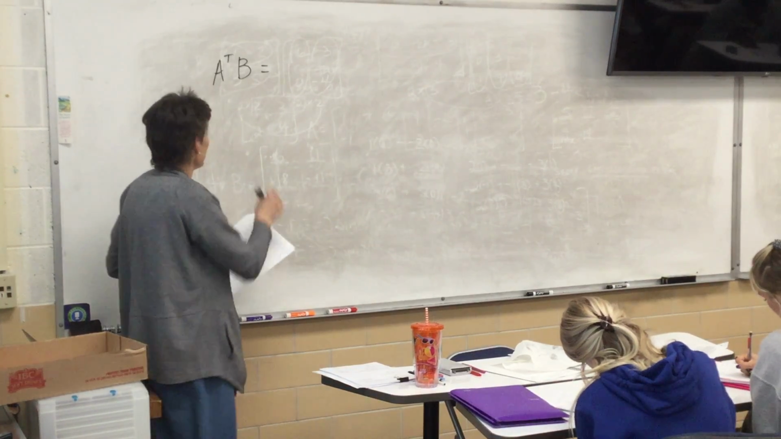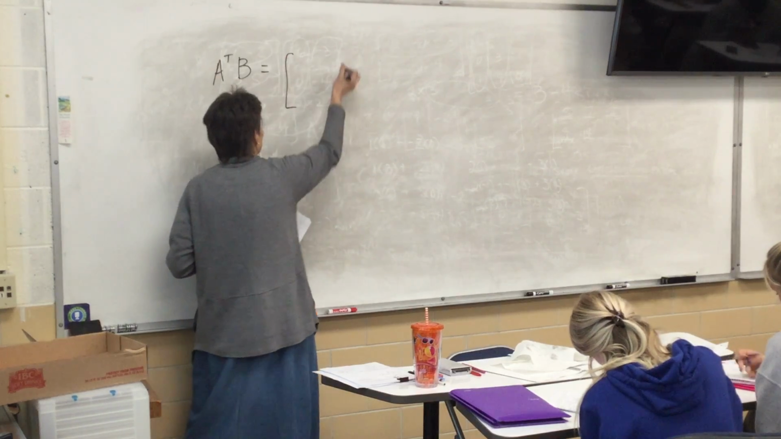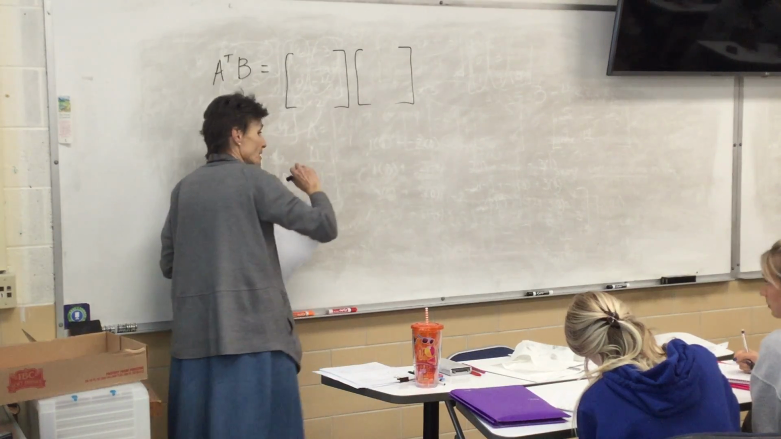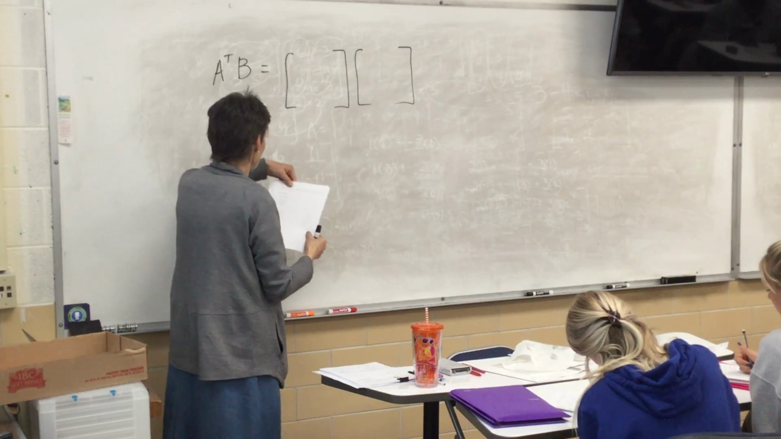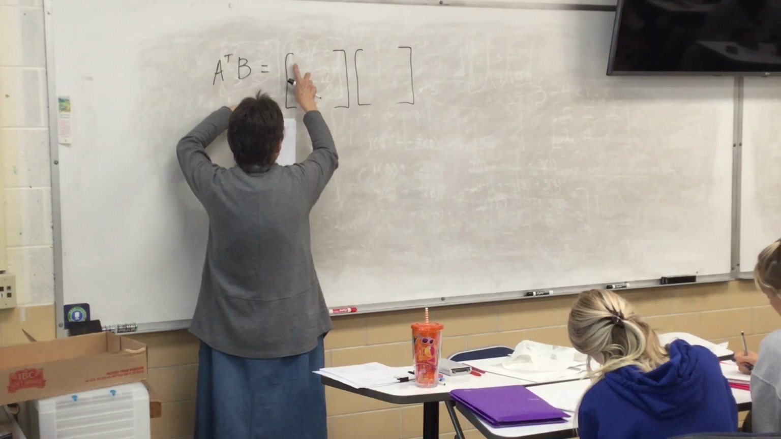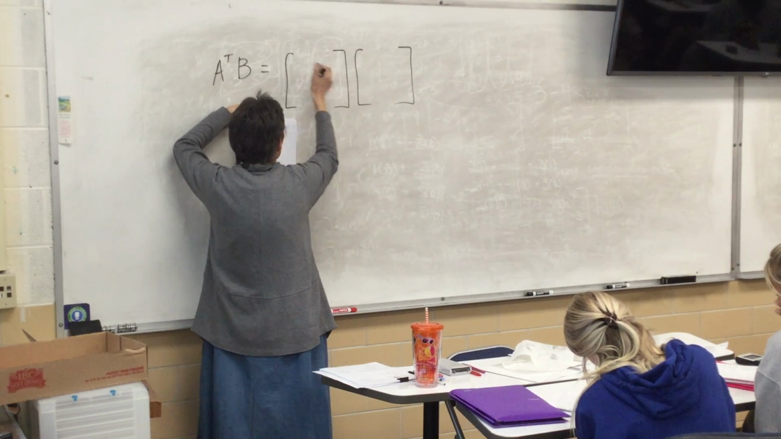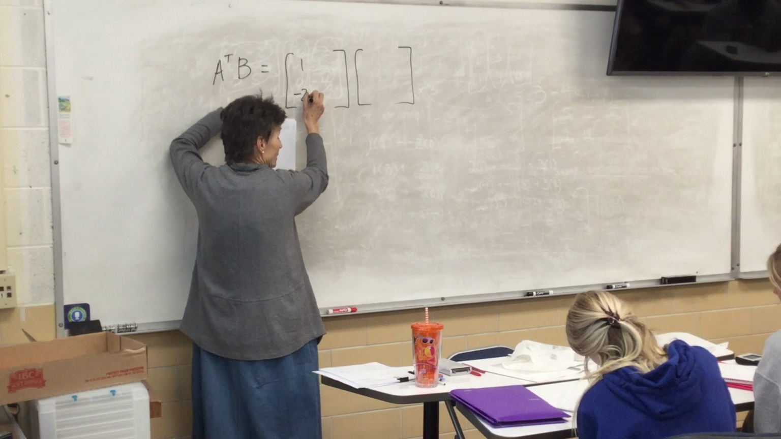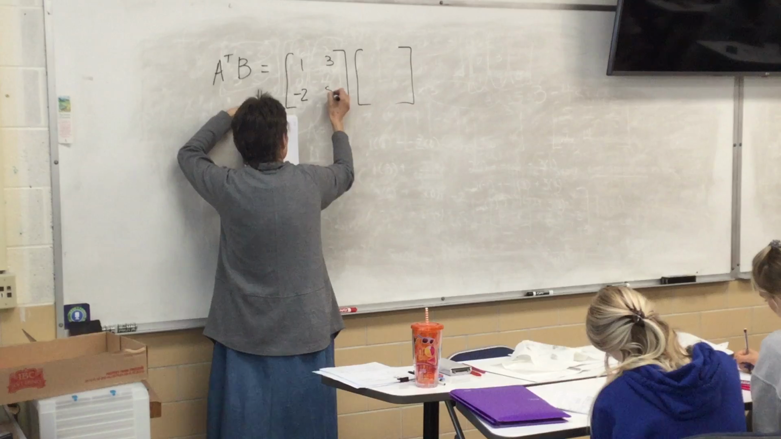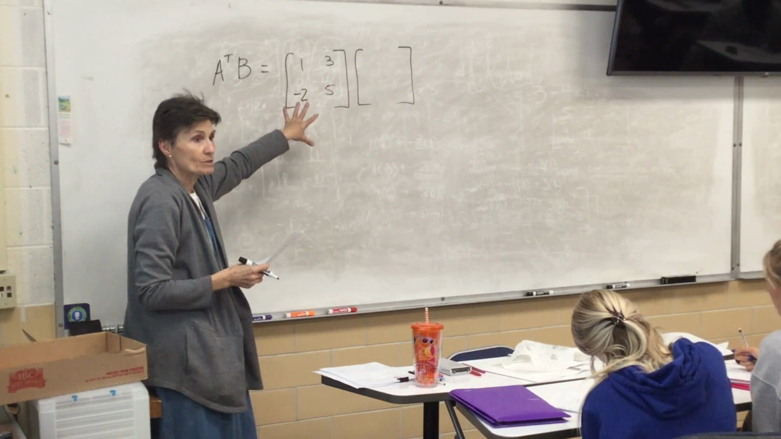All right, so A transpose times B. Now remember what A transpose means. Change the rows and columns. So I'm going to look up here at matrix A, and in the original matrix A, the first row is 1, -2. So I'm going to copy that as the first column. And then the second row, which is 3, 5, is going to get copied as the second column. So that's the transpose.